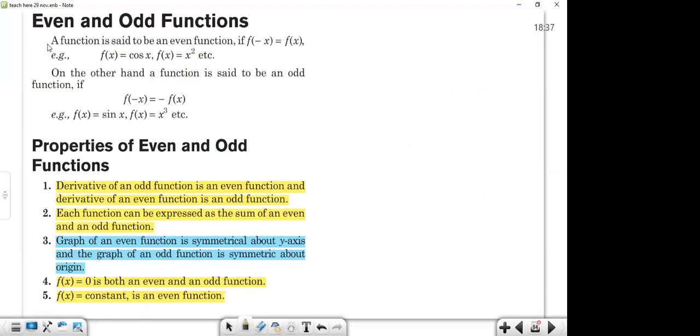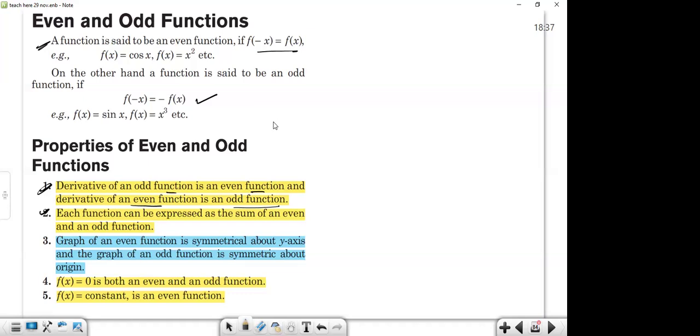Even and odd functions, we have already discussed them much, that this is an even function and this is an odd function. Simple. So the derivative of an odd function is an even function, and the derivative of an even function is an odd function. We have already discussed this. Each function can be expressed as a sum of an even and odd function.